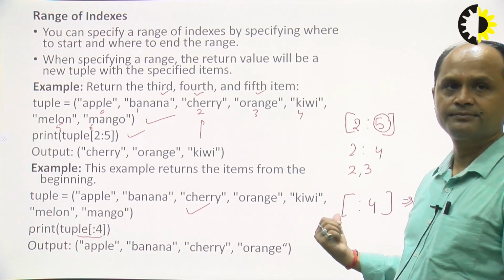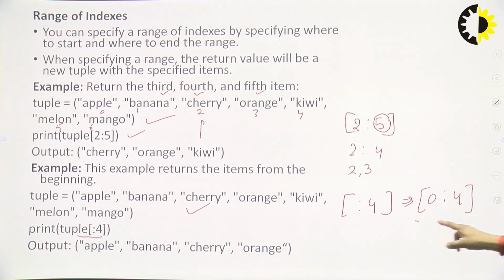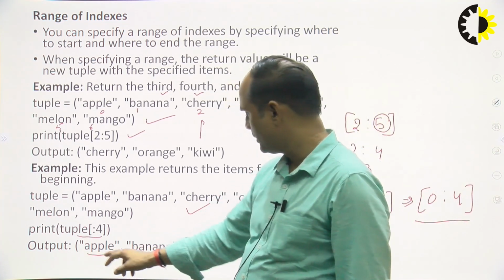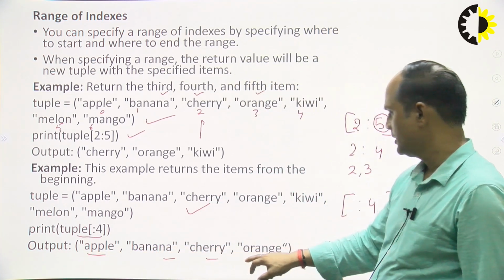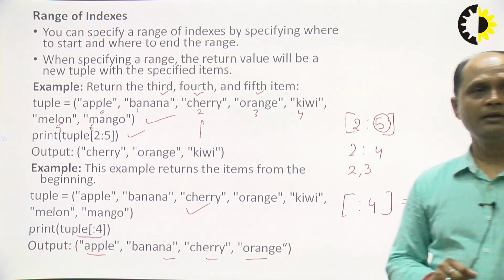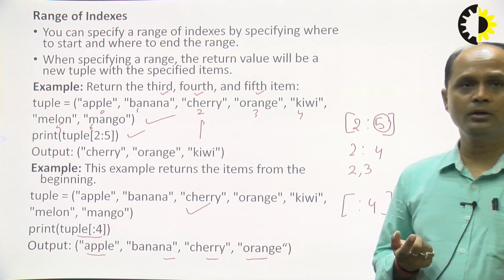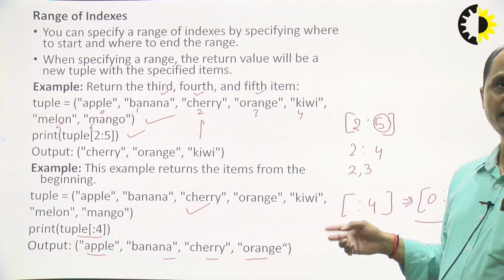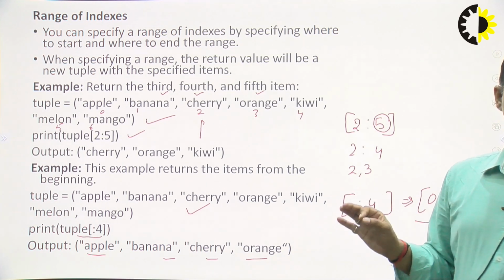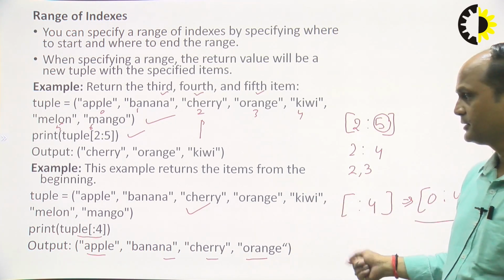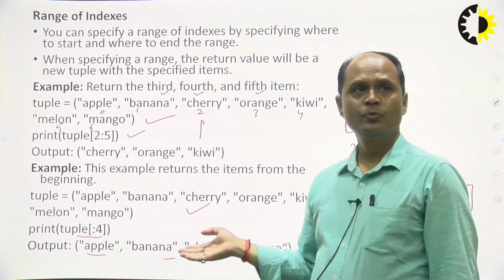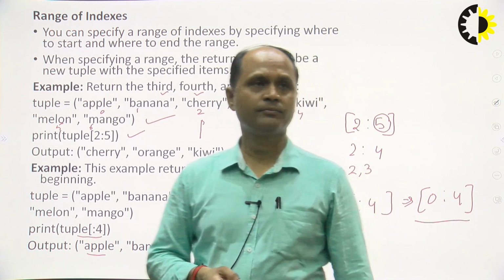It does mean this 0 to 4. What is the output of 0 to 4? The output is apple, banana, cherry and orange. Why will it not include the fourth index? Because the fourth index is the last index of the range, so we exclude the last index of the range. So this will give the output of the range index.